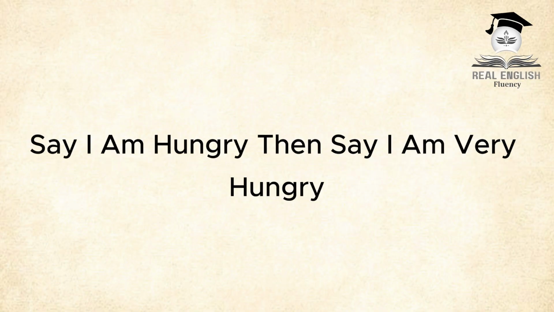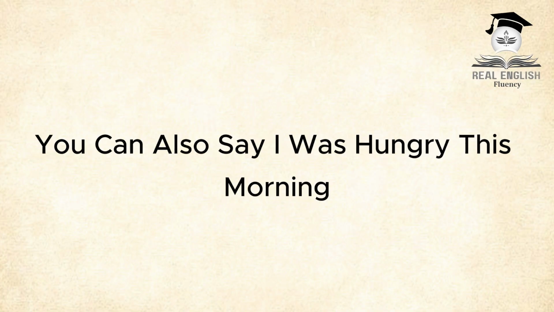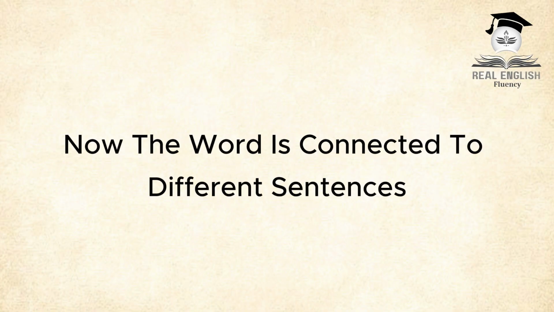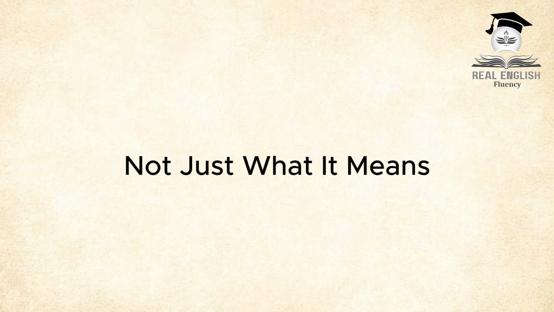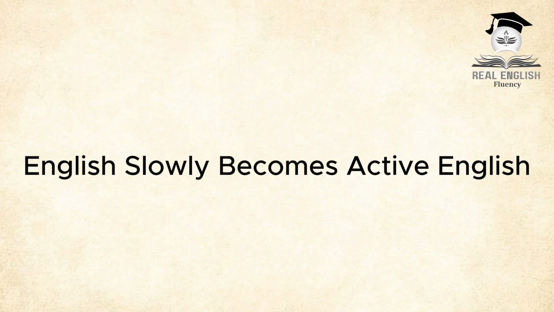Say, I am hungry, then say, I am very hungry. You can also say, I was hungry this morning. Now the word is connected to different sentences. Your brain starts learning how to use it, not just what it means. This is how passive English slowly becomes active English.